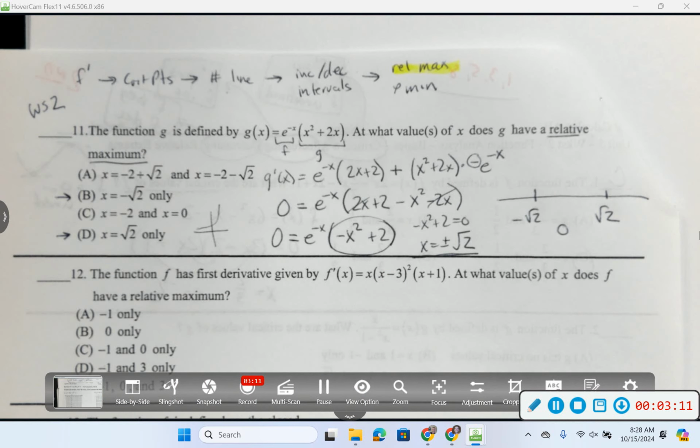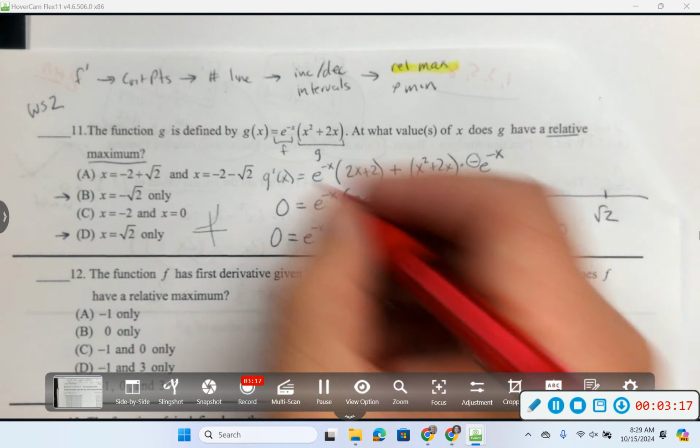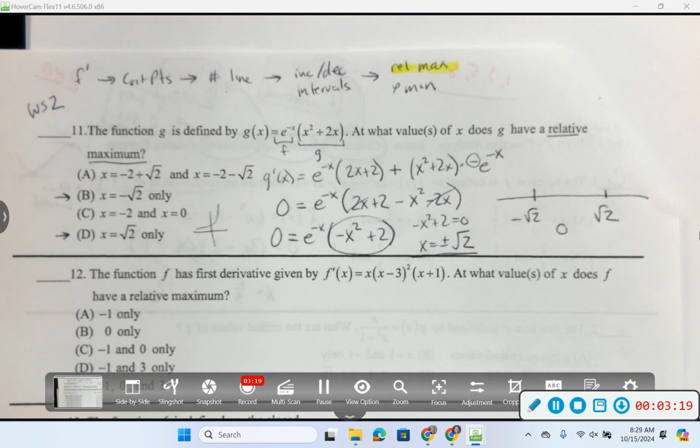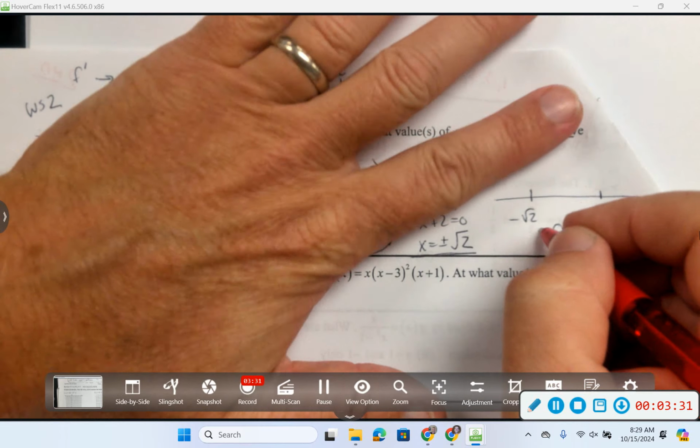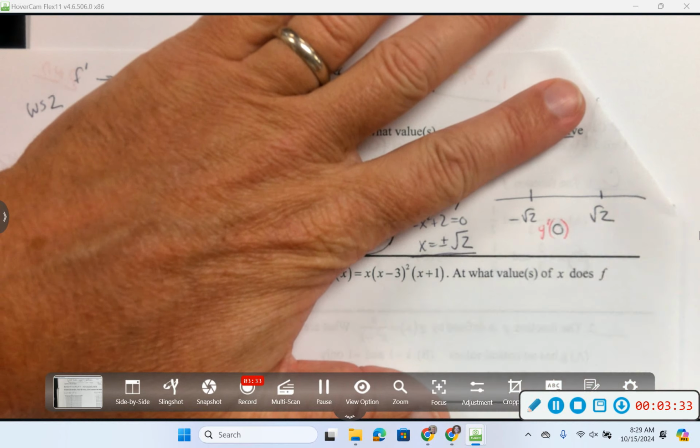When I say plug in 0, I got a lot of stuff going on here. Where am I plugging 0 into? The original or the derivative? Why the derivative? What am I trying to learn when I plug in 0? Slope's a good answer. I want to know the slope because that'll tell me if I'm increasing or decreasing. So I really want g prime of 0.